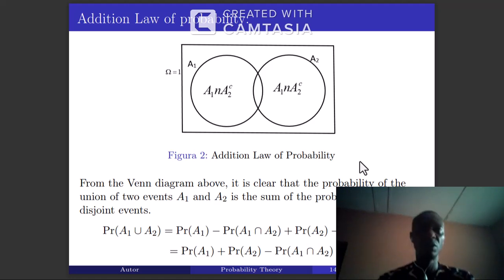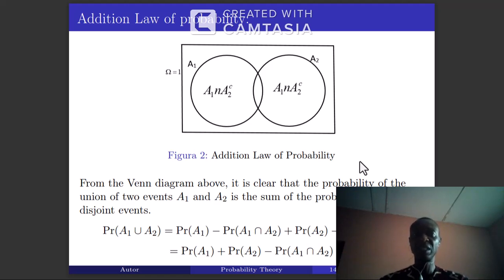Let's go to the addition law of probability. Look at this Venn diagram. We have the probability of a1, and a1 contains a1 intersection a2 complement. So that is what is not in a2, everything in a1 that is not in a2, while a2 contains a1 intersection a2 complement. You get what we are saying here.